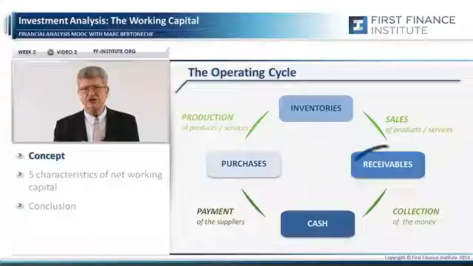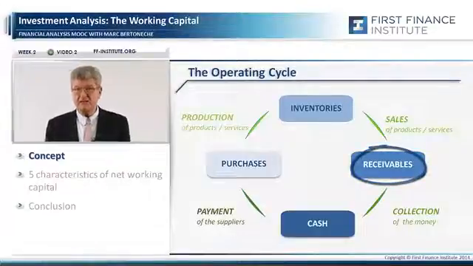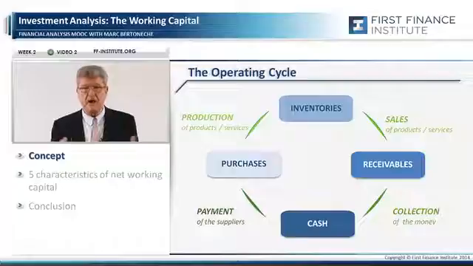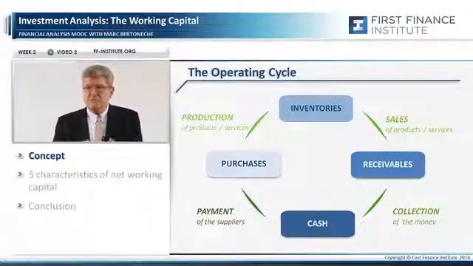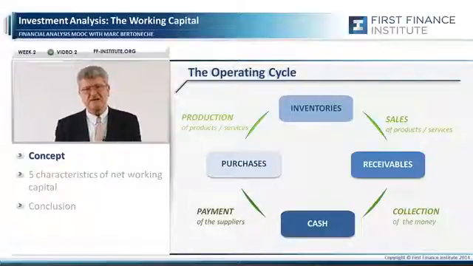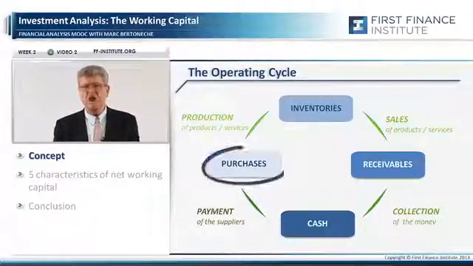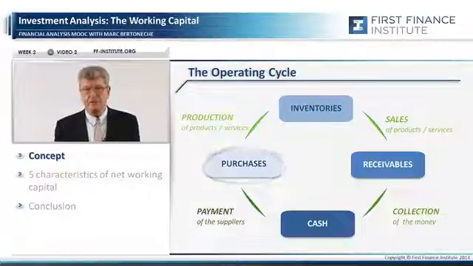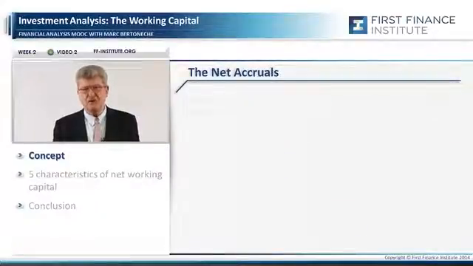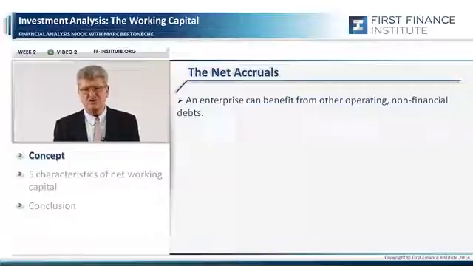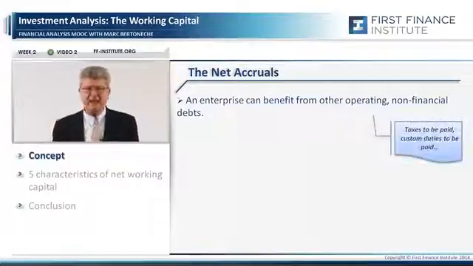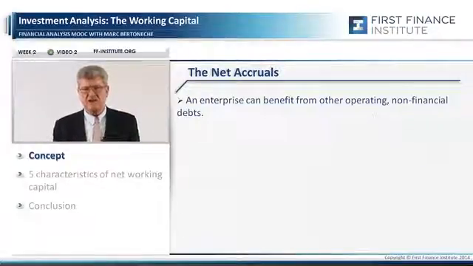These are accounts receivable. On the other hand, the company gets some raw materials or spare parts without paying them right away, which is reducing the amount invested in the operating cycle. These are accounts payable. The company can also benefit from other operating non-financial debts such as tax to be paid, customs duties to be paid, etc. These various items are called, by a strange name, accruals. Accruals means to be paid.